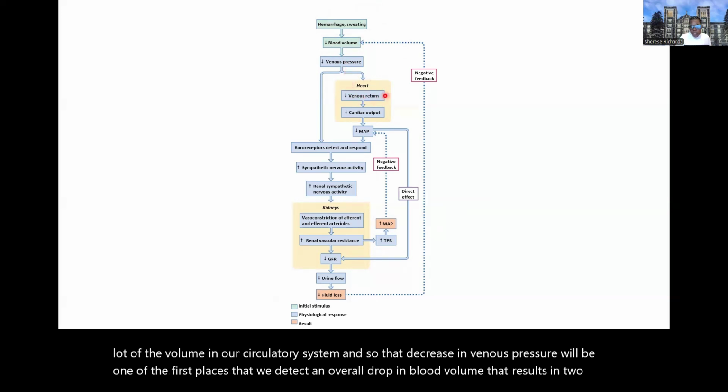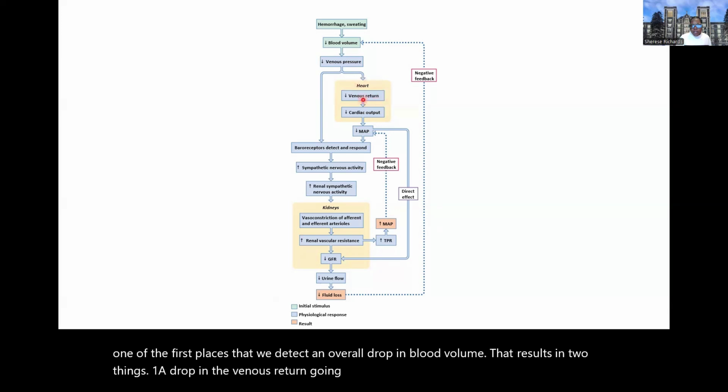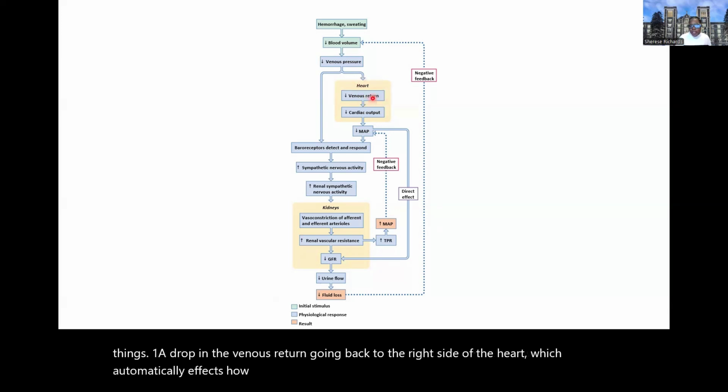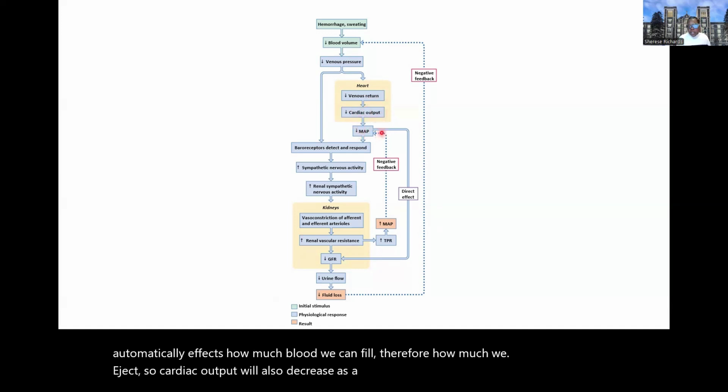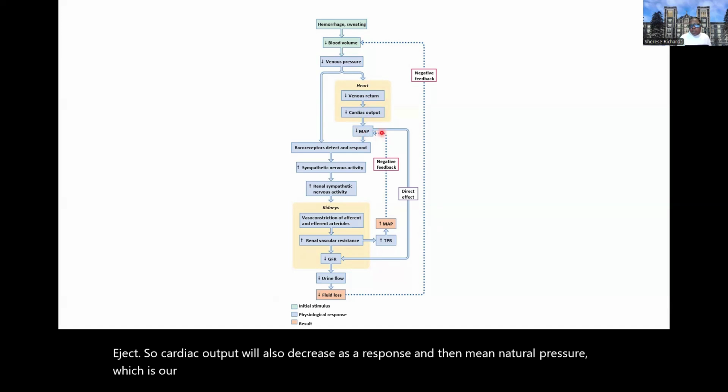One, a drop in the venous return going back to the right side of the heart, which automatically affects how much blood we can fill, therefore how much we can eject. So cardiac output will also decrease as a response. And then mean arterial pressure, which is our perfusion pressure essentially, will decrease because of a decrease in cardiac output.